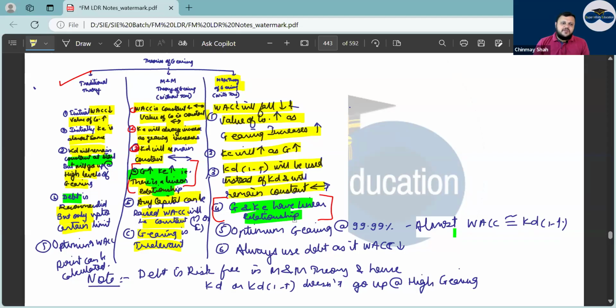Gearing goes up, KE goes up. There is a linear relationship. This has been asked in a lot of theory MCQs. You must have read the words "linear relationship." Do gearing and KE have a linear relationship?